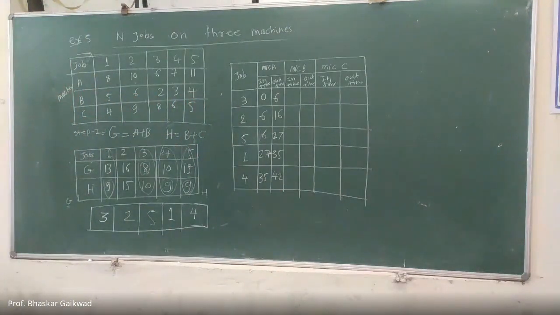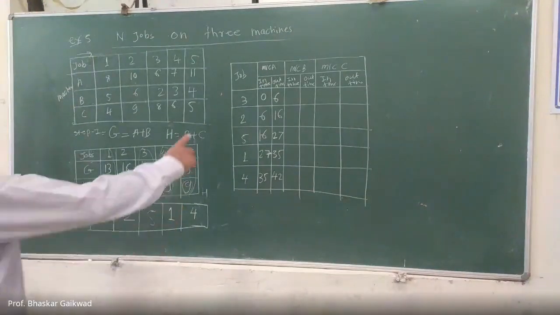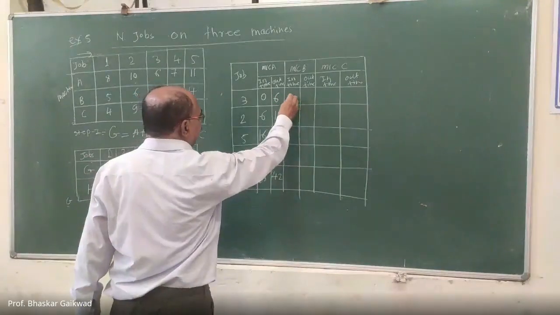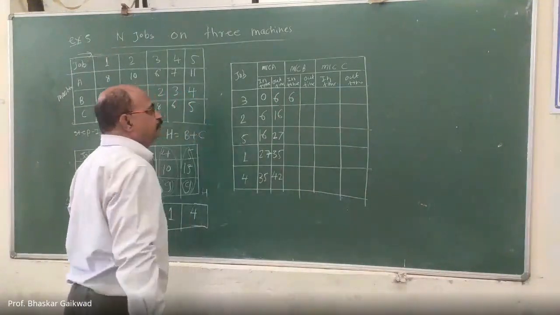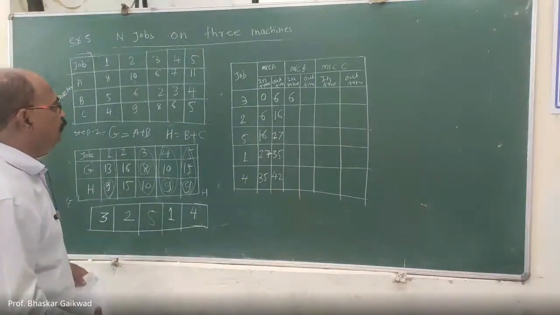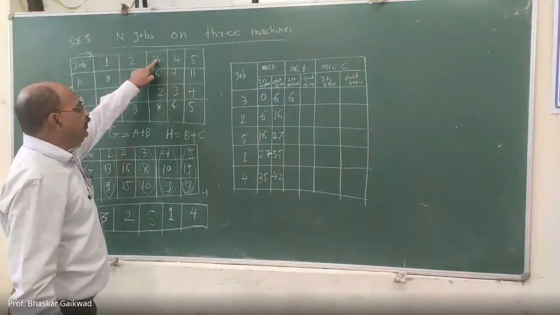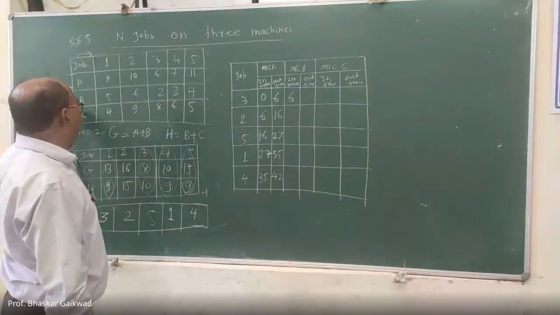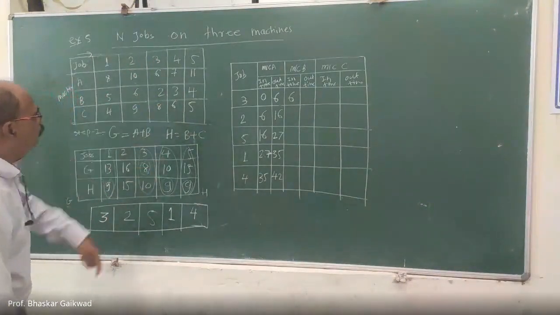There. So related to machine B. Now once these jobs come out, the same job will enter here. So 6 will be there. Now what is the job number 3 on B machine? Job number 3 on B machine, processing time is 2.